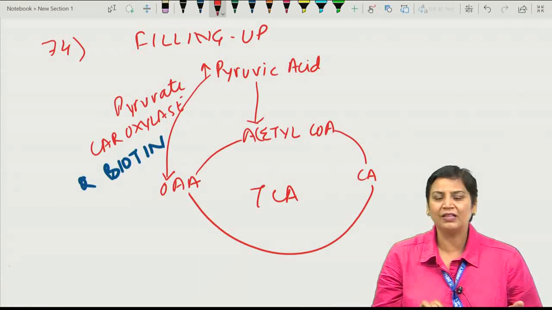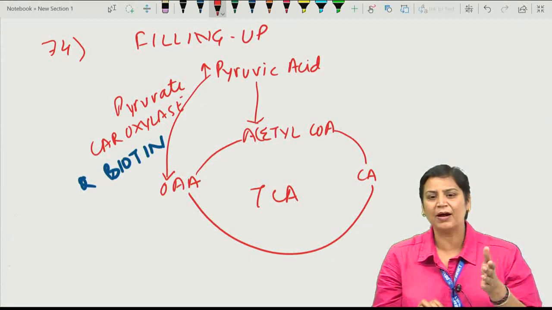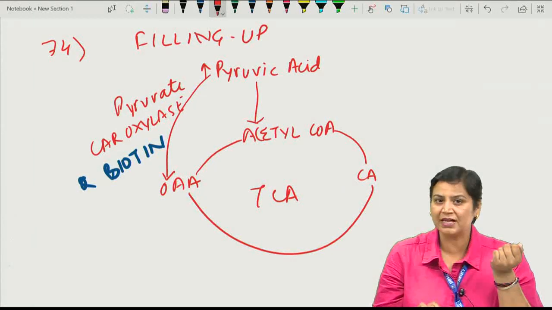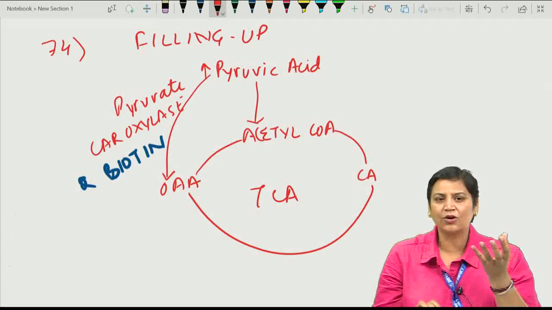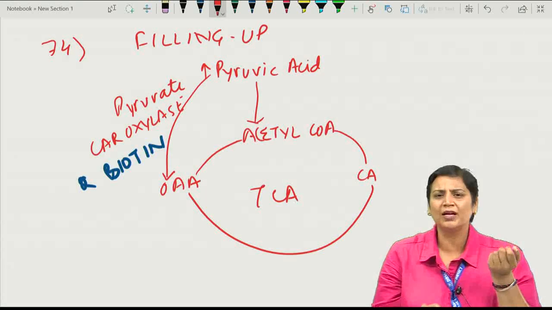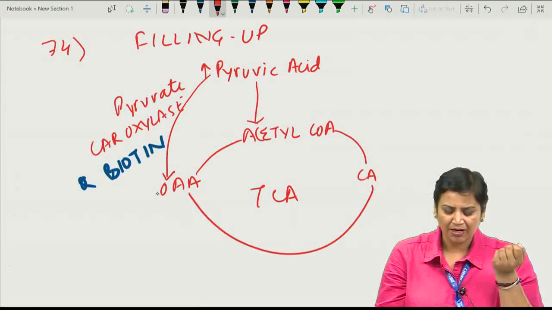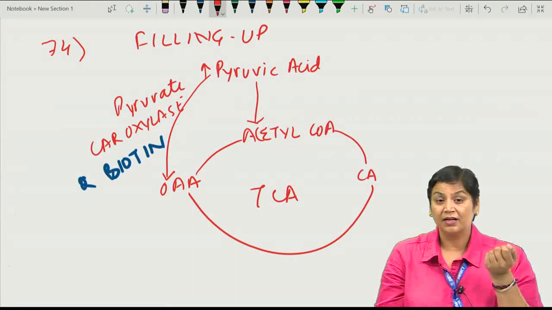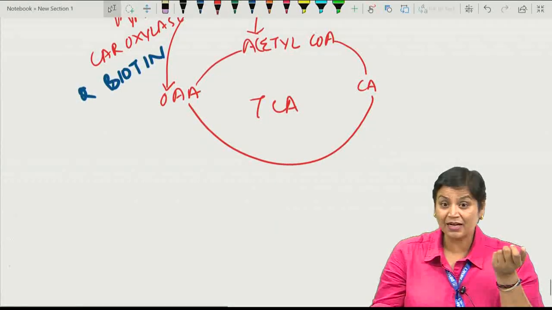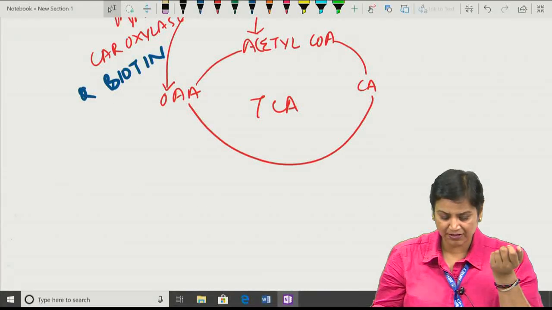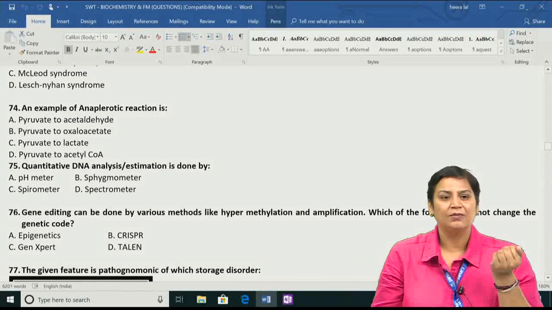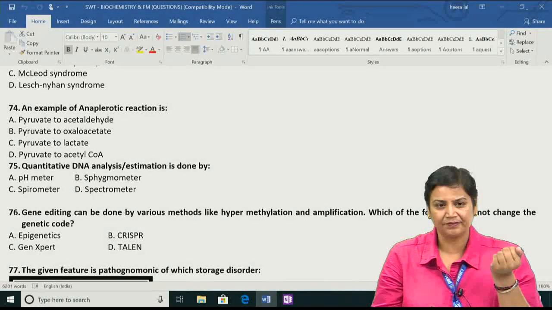It is required only when there is a sudden influx of pyruvic acid. The main part of pyruvic acid will obviously undergo oxidative decarboxylation to form acetyl coenzyme A, but the rest of the pyruvic acid will form oxaloacetic acid. There are so many other fates of oxaloacetic acid also: it can undergo gluconeogenesis, it can form aspartic acid. But when we talk about anaplerotic reactions, this is the first very important one, given in option B, pyruvate to oxaloacetic acid.